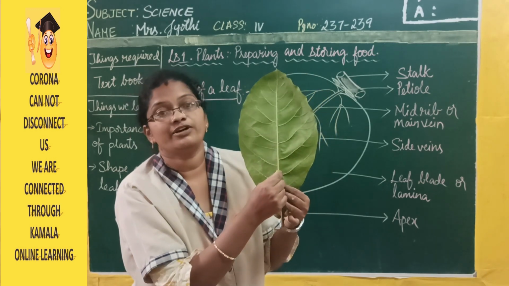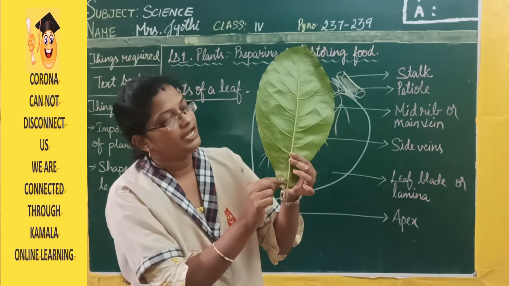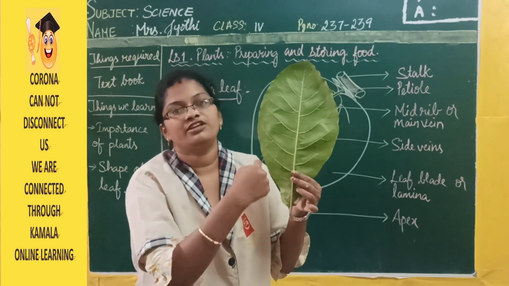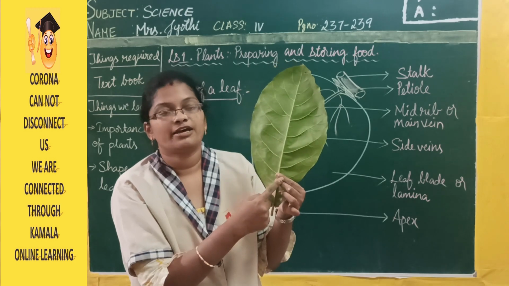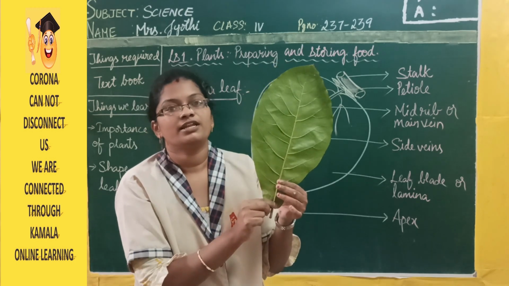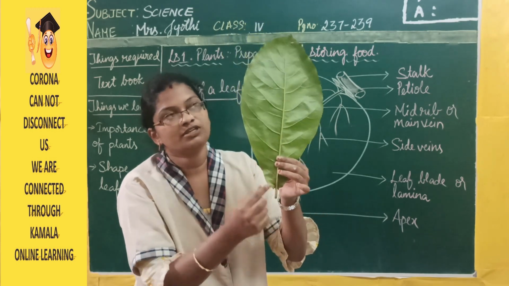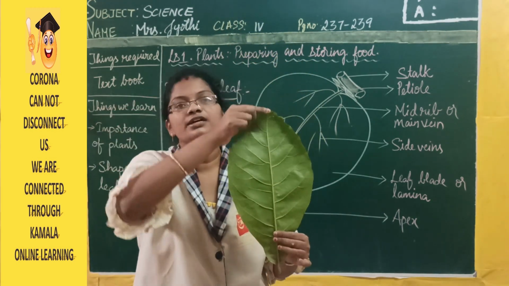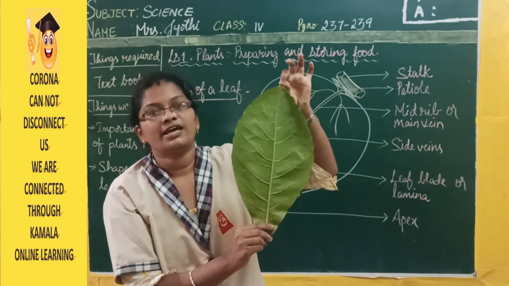The other name for the main vein is midrib, and the other name for the leaf blade is lamina. It is called the lamina, or leaf blade, and this is called the petiole. Opposite to the petiole is the apex. This tip we call the apex.